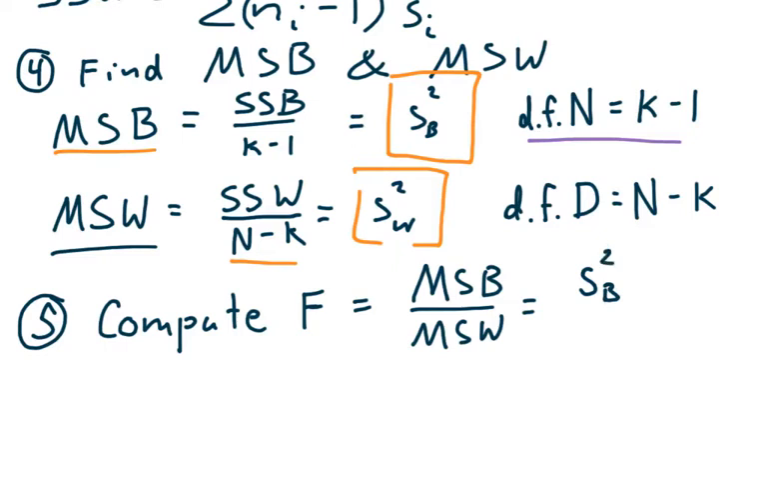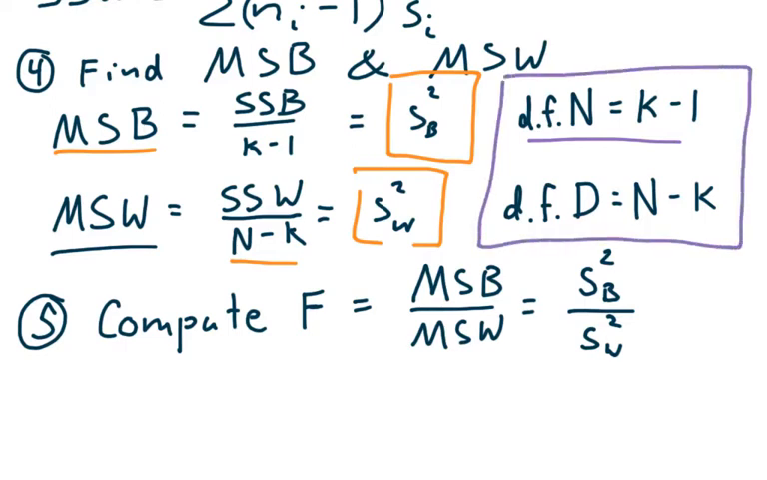So it's just kind of easier to write it like that. But remember, this is an F test, and so what do we do for an F test? We take one variance divided by the other variance. The degrees of freedom that we will be using to look up the critical F values for our hypothesis test are going to be these. Degrees of freedom for the numerator is k minus 1. Degrees of freedom for the denominator are n minus k.